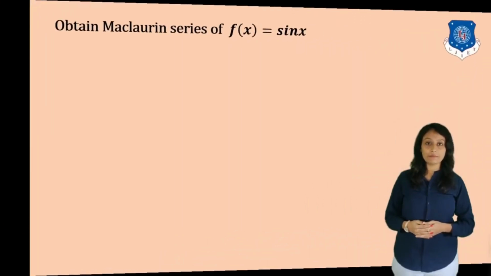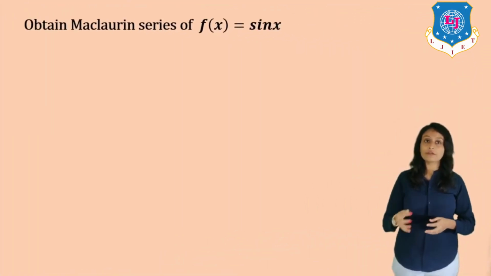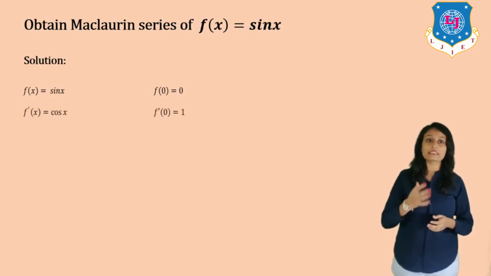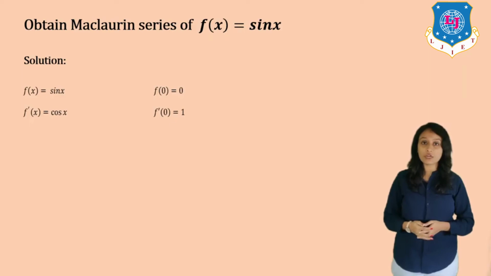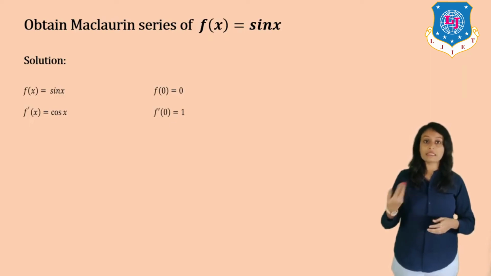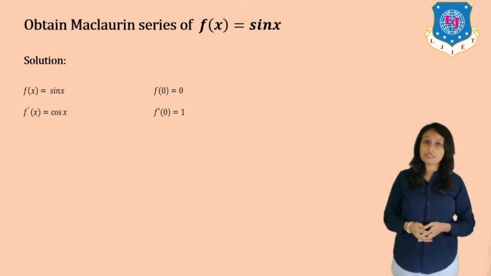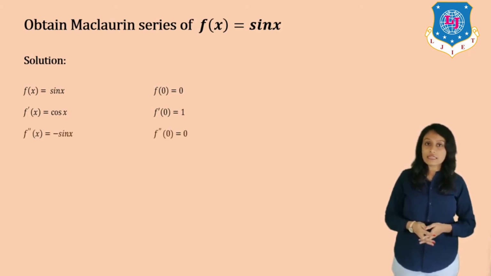The first example we are going to study is: obtain Maclaurin series of function f(x) equal to sin x. So let's see its solution. The function given is sin x and it is asked that we have to find Maclaurin series. So we will take a equal to 0, right? So first of all f(x), that is sin x, its value at 0 is what? 0. Next its derivative, that is f dash x, cos x. So again its value at 0 is 1. Find again its derivative, right?